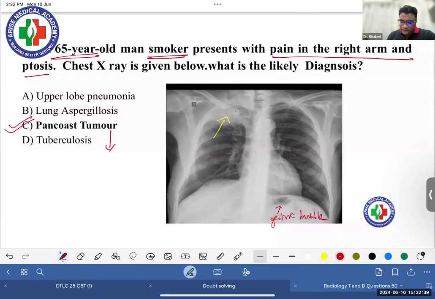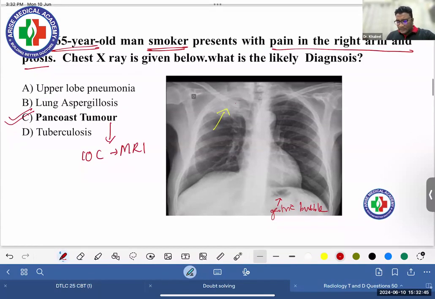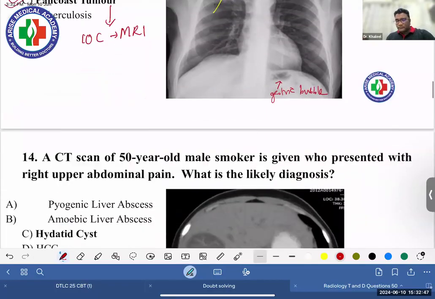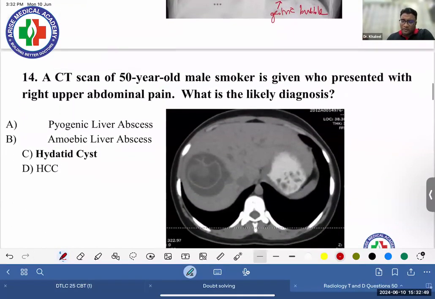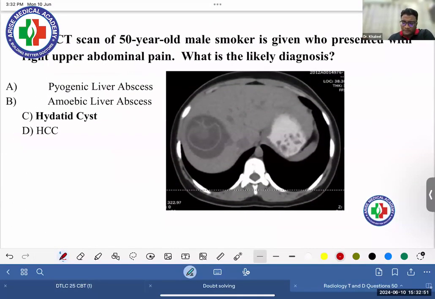Can you tell me the investigation of choice? What is the investigation of choice for a Pancoast tumor? Very good, MRI, right? It is MRI. Let's come to the next one. A CT scan of a 50-year-old male smoker is given, who presented with right upper abdominal pain. What is the likely diagnosis?